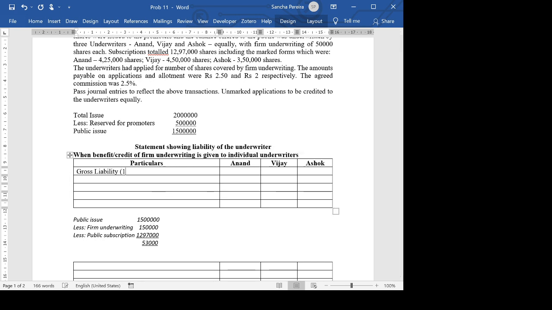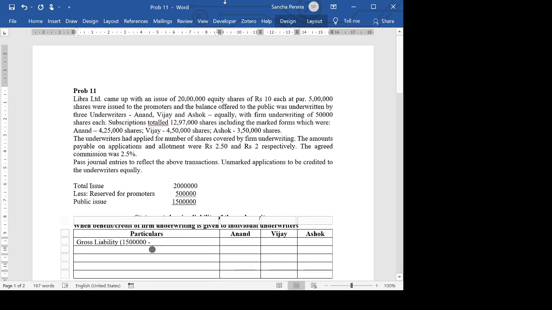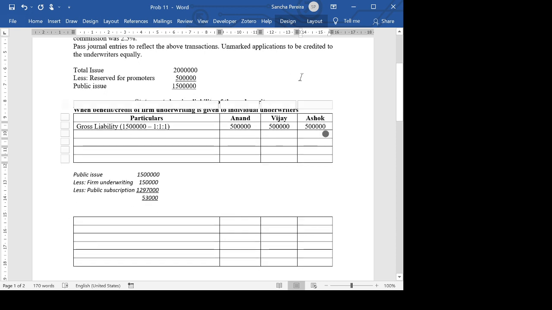So 15 lakhs have to be divided equally, because they have said the offer to the public was underwritten by the three underwriters equally. So each one takes 1 is to 1 is to 1. 15 lakhs would be 5 lakhs each. That means if the public had not bought a single share, Anand would have had to take 5 lakh shares, Vijay would have had to take 5 lakh shares, and Ashok would have had to take 5 lakh shares.